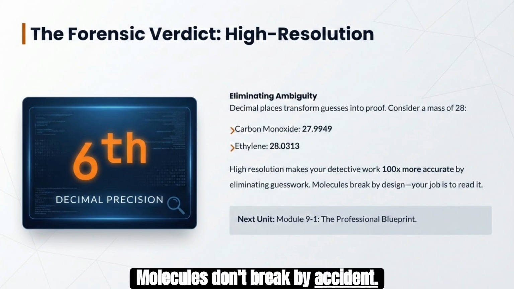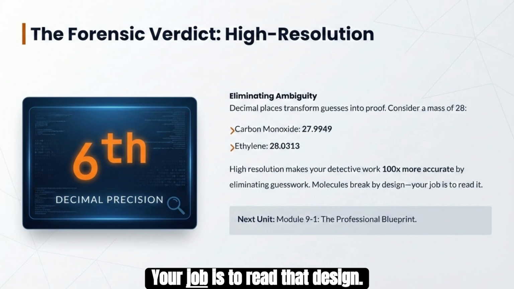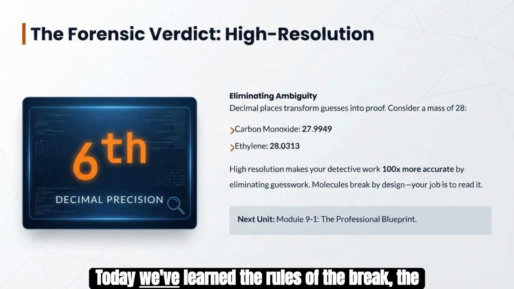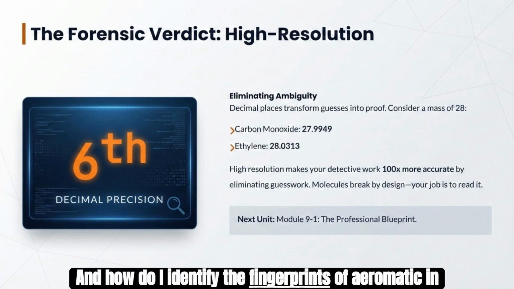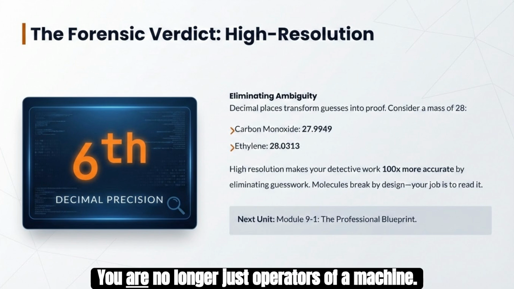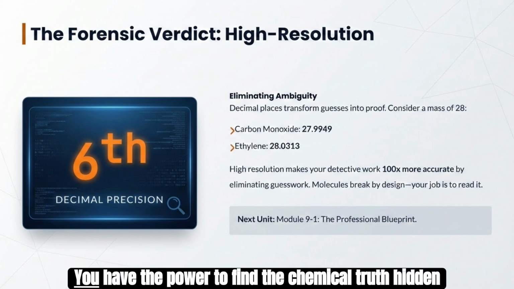Molecules don't break by accident, they break by design. Your job is to read that design. Today we've learned the rules of the break, the power of neutral loss, and how to identify the fingerprints of aromatics and amines. You are no longer just operators of a machine, you are molecular detectives. You have the power to find the chemical truth hidden in the debris.